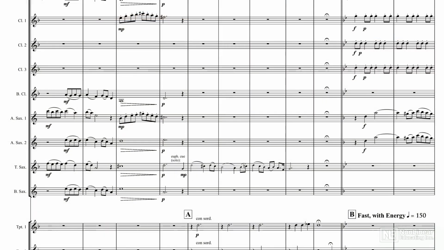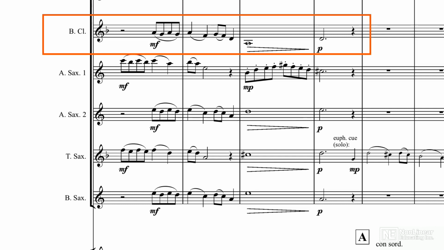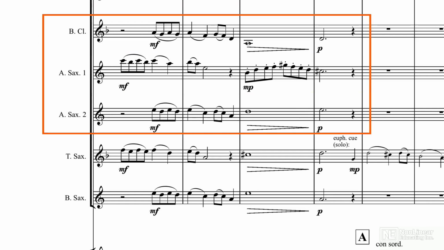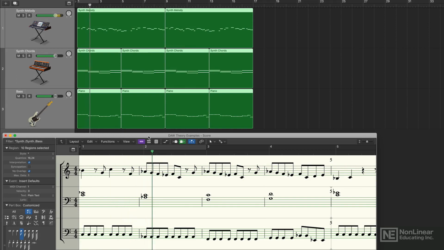Traditionally, notes or musical pitches are shown on a staff, or staves for plural. So this is one staff, this is two staves, this is three staves. Each staff represents an individual instrument within the larger musical work. So think of these kind of like tracks or track headers within your DAW.